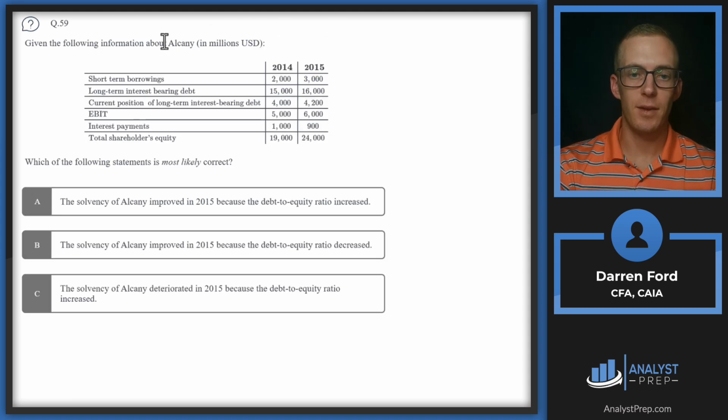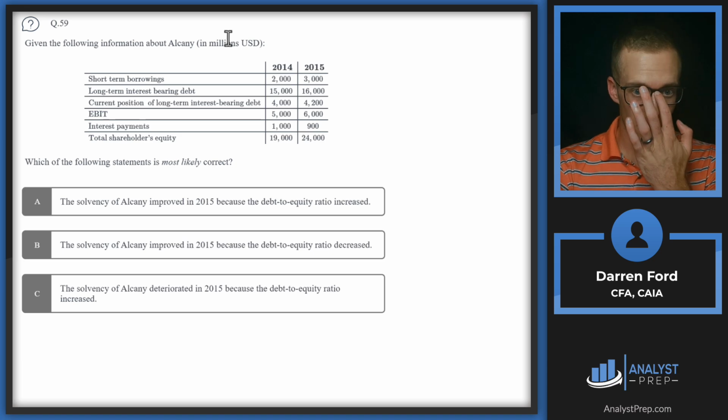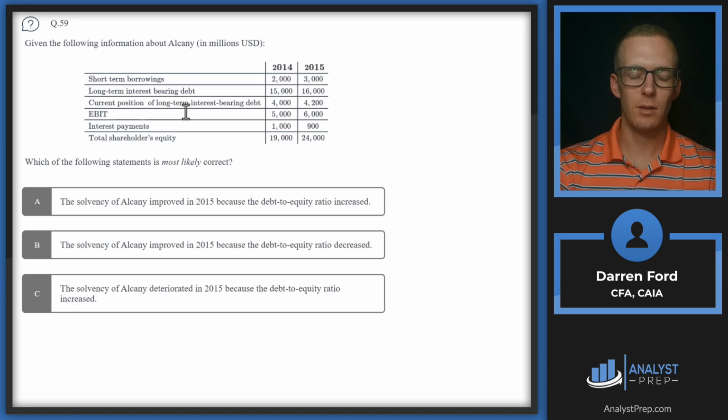Question 59. Given the following information about Alcony in millions of US dollars, we've got some financial information here. Let's read the question before we dig into that though. Which of the following statements is most likely correct? A, the solvency of Alcony improved in 2015 because the debt-to-equity ratio increased. B, the solvency of Alcony improved in 2015 because the debt-to-equity ratio decreased. Or C, the solvency of Alcony deteriorated in 2015 because the debt-to-equity ratio increased.